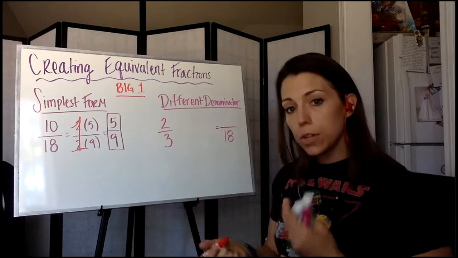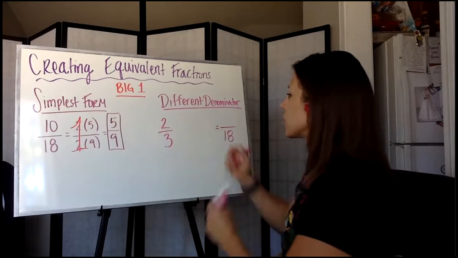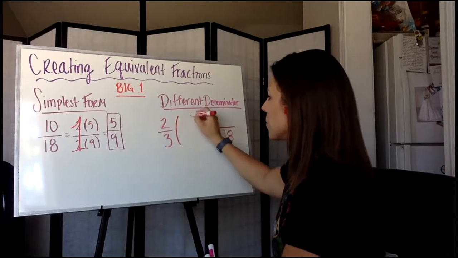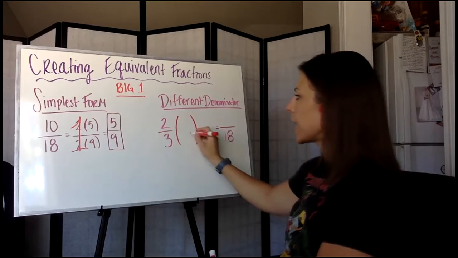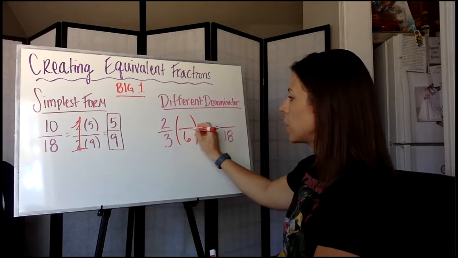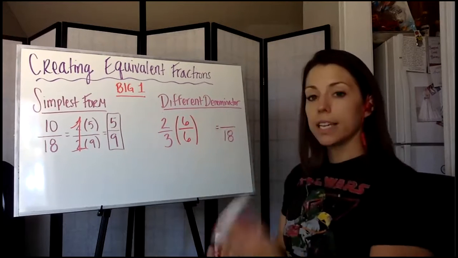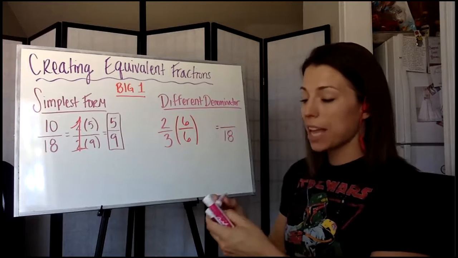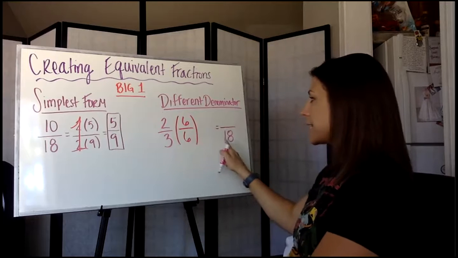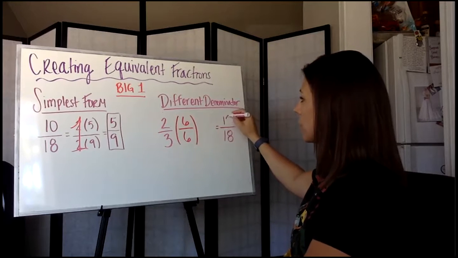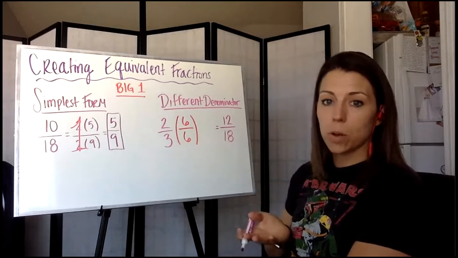To do this, we also use big ones, but instead of factoring out, we're going to multiply by a big one. So it just becomes a multiplication problem. What times 3 gives you 18? Well, 3 goes into 18 6 times. So in order to keep this fraction equivalent, we're going to multiply it by the big one, 6/6, because you're really just multiplying it by 1, which doesn't change the amount that you have. So 3 times 6 is 18, 2 times 6 is 12, and these are equivalent fractions. This was in simplest form, but we now changed it to 12/18.